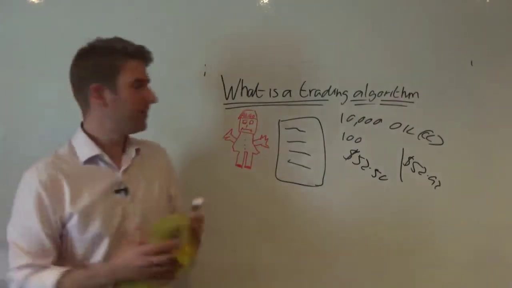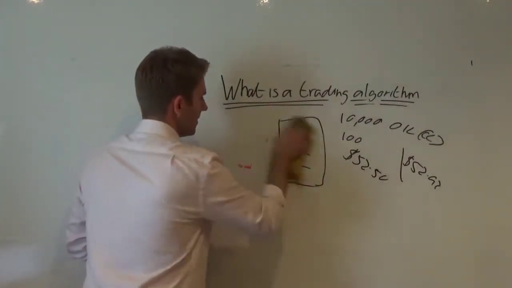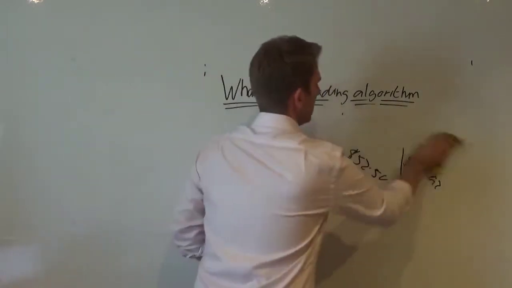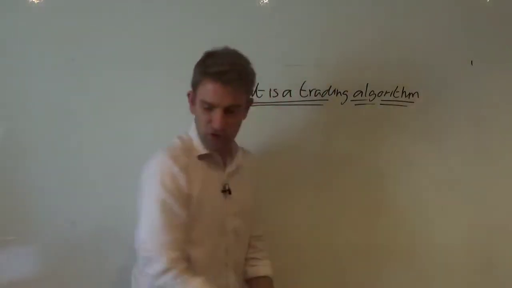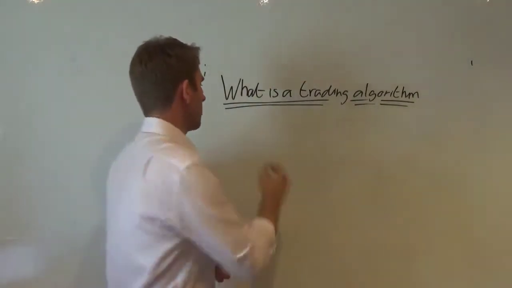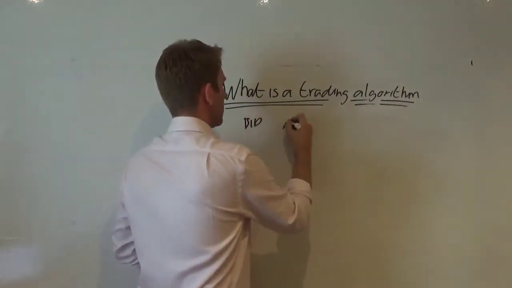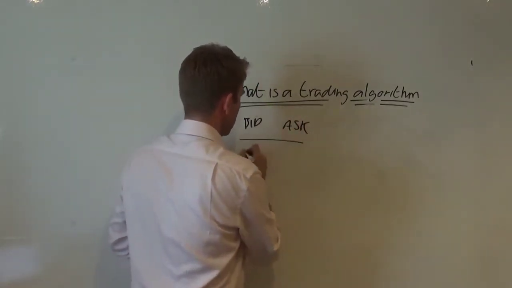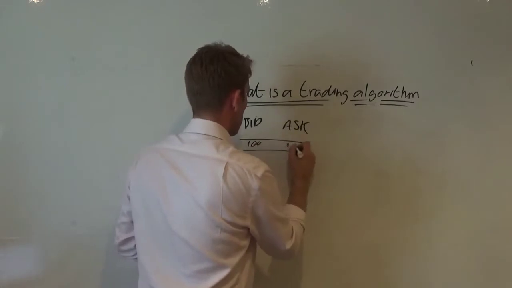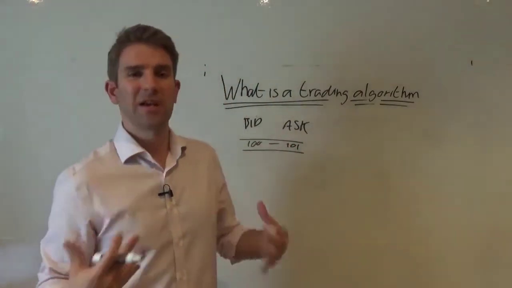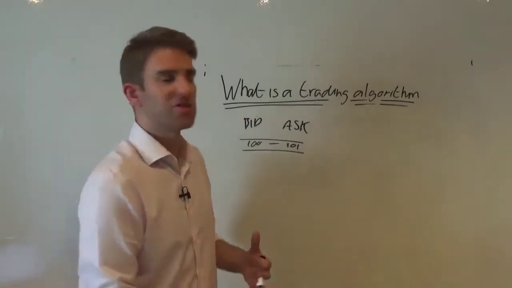Let me wipe off my guy here. Another algo could be very simple, like just literally always offering a market. You've got your bid, you've got your ask. Let's just say we're 100 bid, 101 offer. Let's say the algo says, I always want to be 10 ticks away from the market in case someone flushes the market.